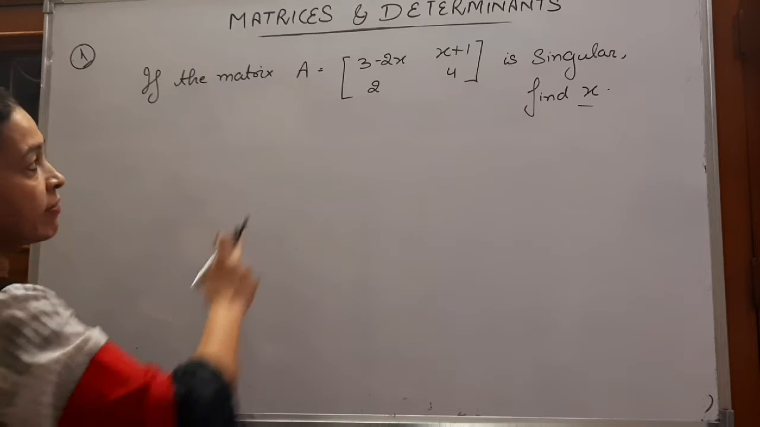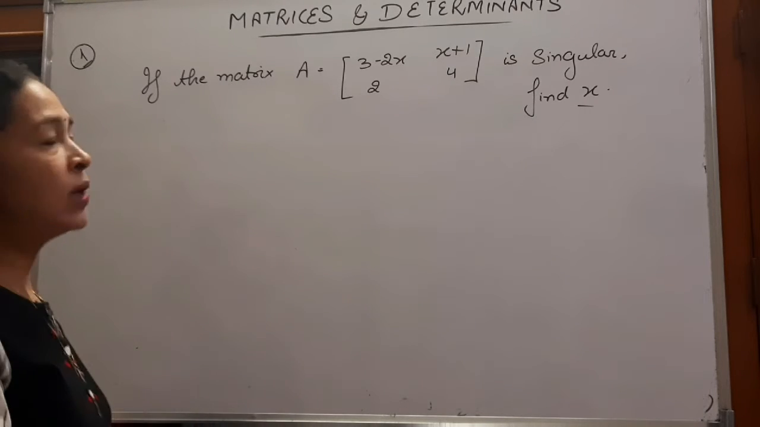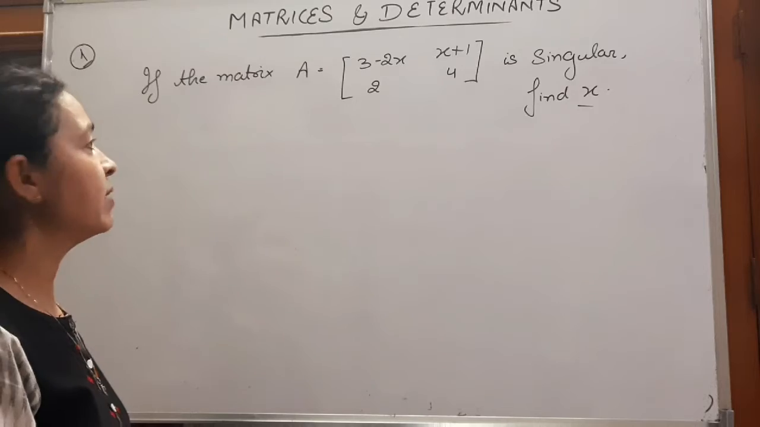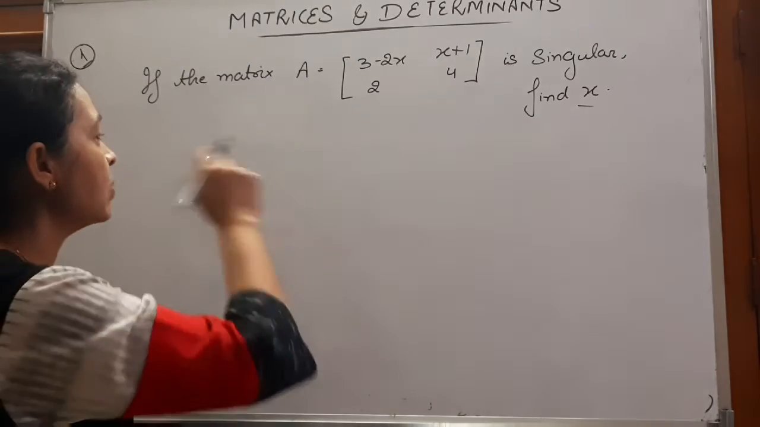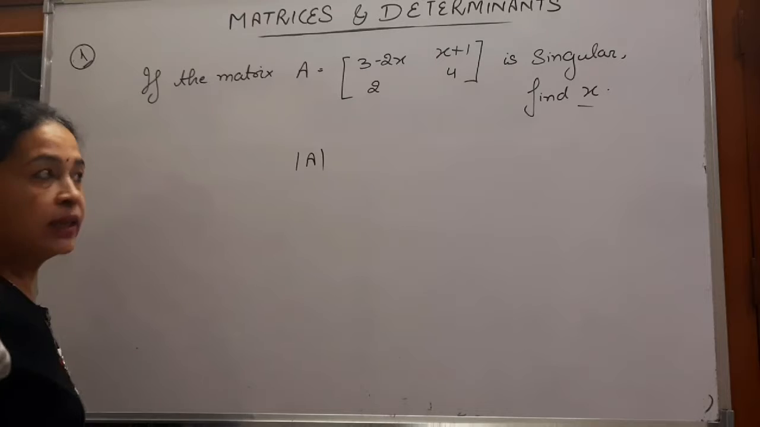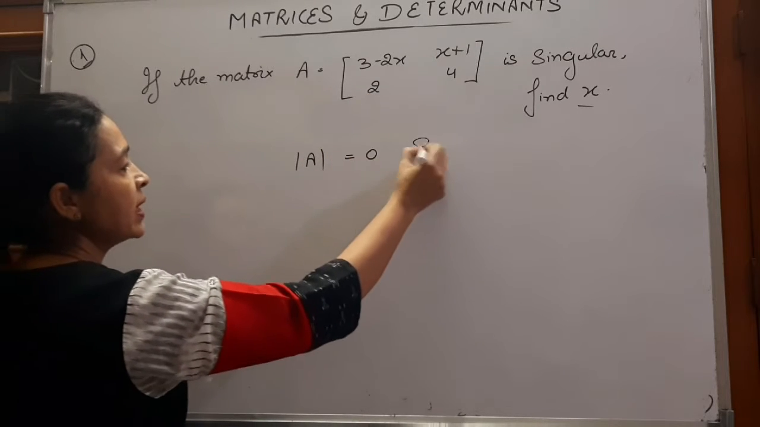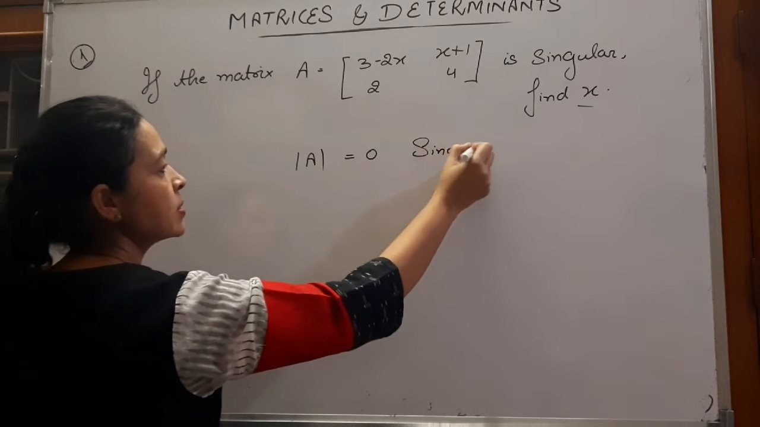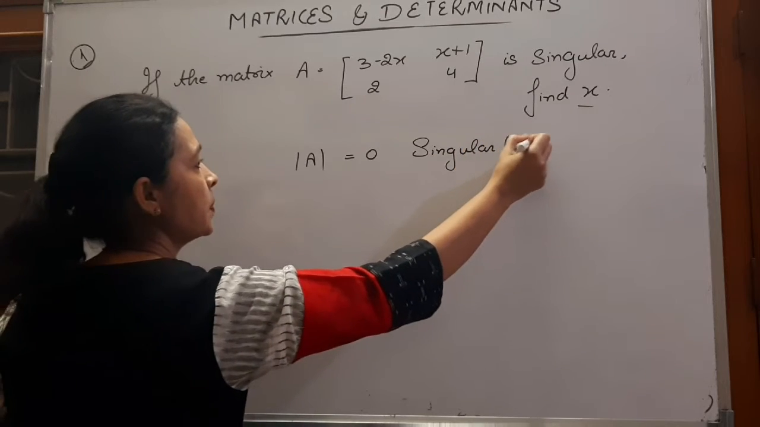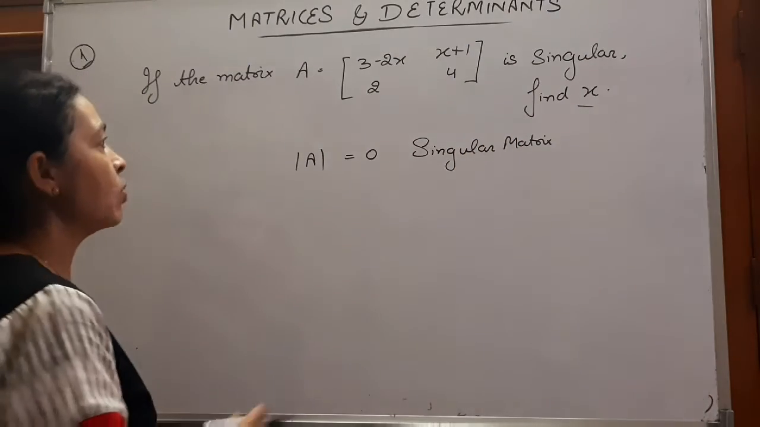A matrix A is given, order is 2 by 2. This matrix is a singular matrix. We have to find the value of x. What is a singular matrix? If the determinant of this matrix A is equal to 0, then the matrix is a singular matrix. Now we know that this matrix A is singular.